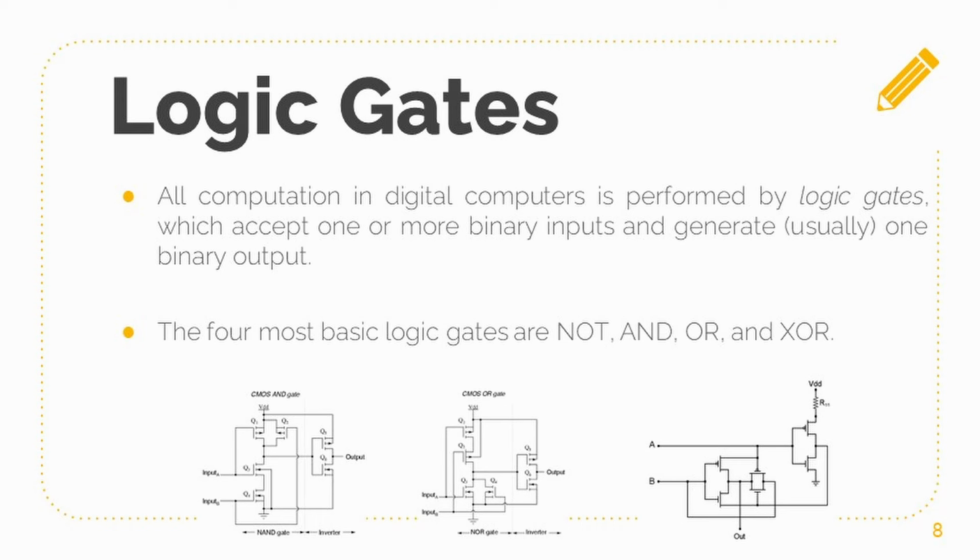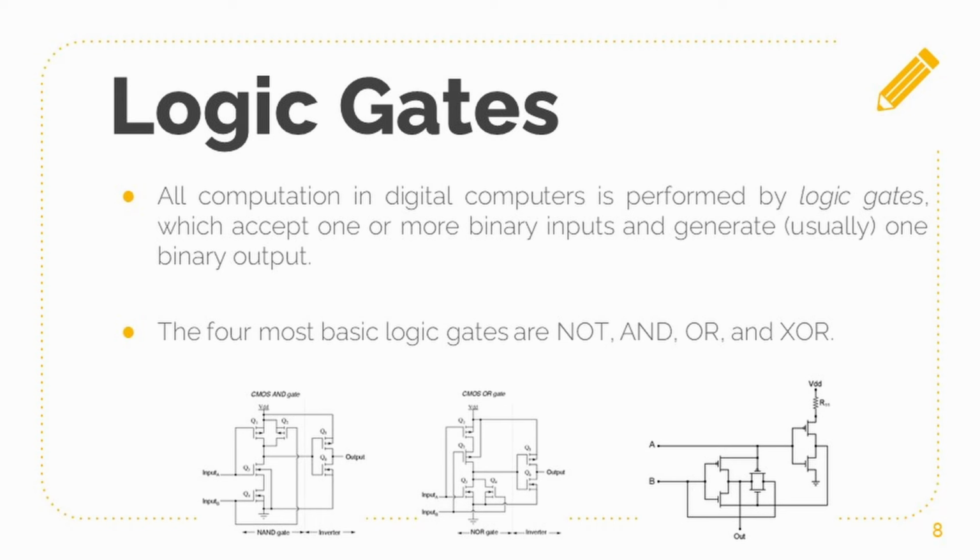AND gate. The AND gate accepts two or more inputs and produces a 1 output only if all of its inputs are 1. Otherwise, it produces a 0 output. 2. OR gate. The OR gate accepts two or more inputs and produces a 1 output if any of its inputs are 1. It produces a 0 output only if all of its inputs are 0.